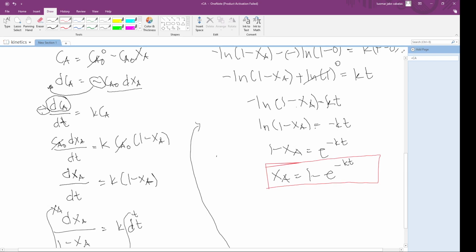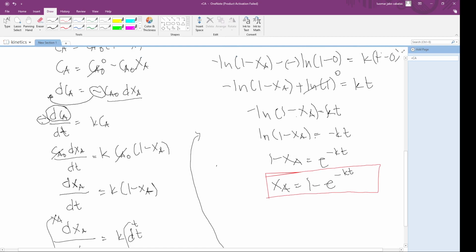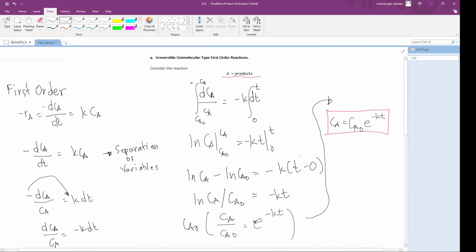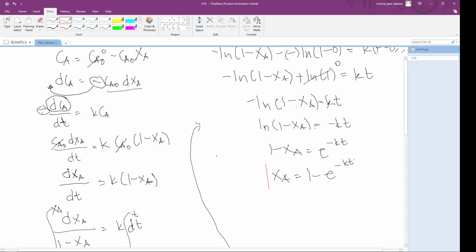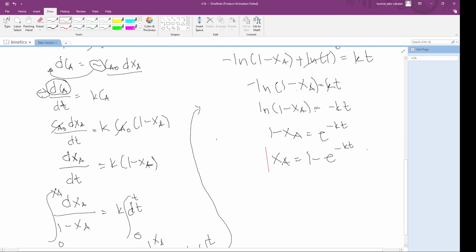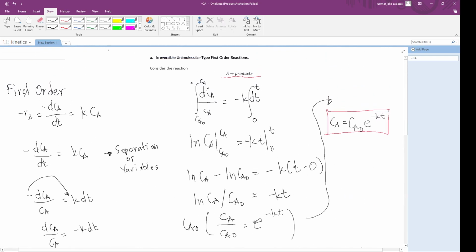So this is another formula that you can use if you are just given conversion instead of concentration. But if you're given concentration, you can use the other formula also. Okay, so that is it for irreversible unimolecular first order reactions, if your reaction is just A forming into products.